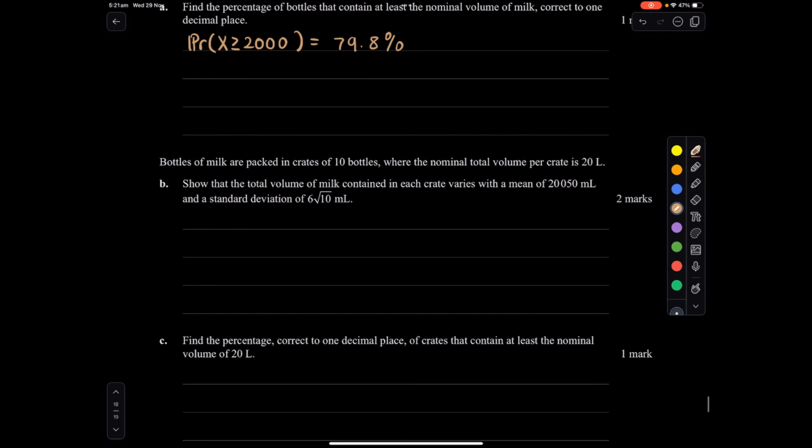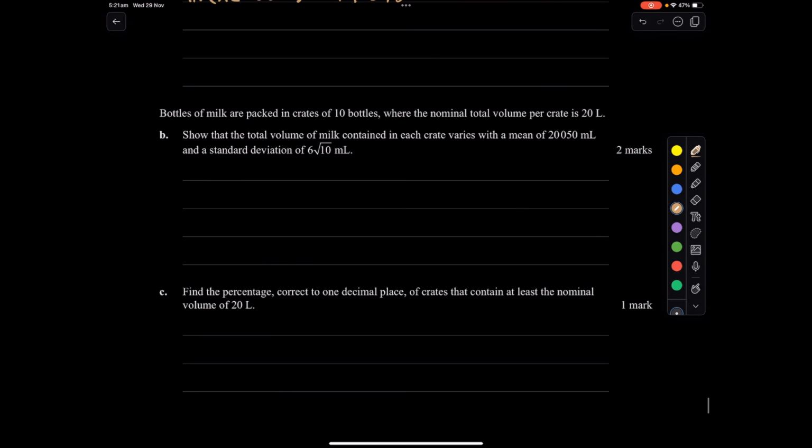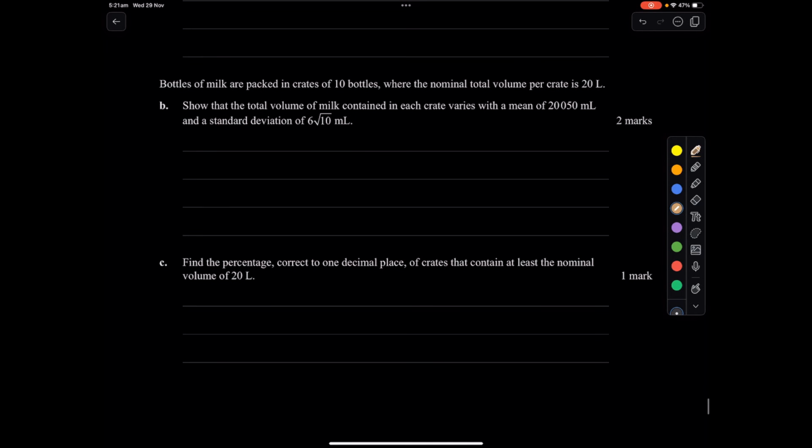Bottles of milk are packed in crates of 10 bottles, where the nominal total volume per crate is 20 liters. Show that the total volume of milk contained in each crate varies with the mean of this and a standard deviation of this. Okay, so, for example, a crate contains 10 bottles. So imagine bottle, you know, until 10 pretty much. So if we wanted to find it, pretty much plus, you know, until we hit 10.